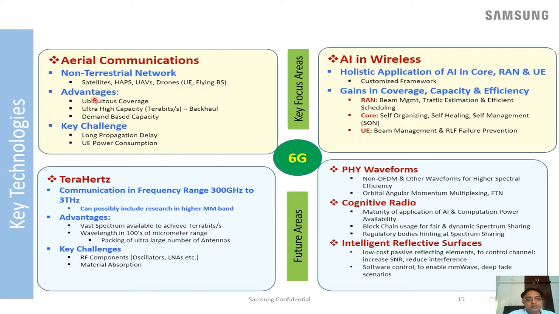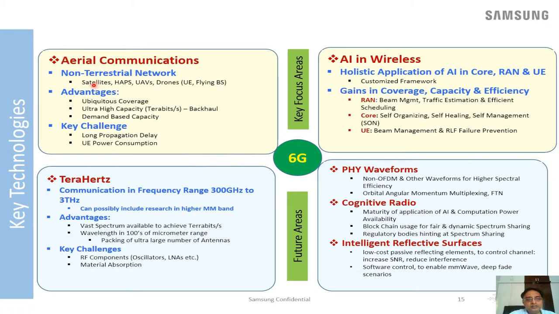And what is the advantage? The advantages are ubiquitous coverage. We have the possibility of ultra high capacity, and the backhaul also becomes wireless and can be demand based. The capacity can be increased. However, there are key challenges. If you talk about satellite, there is long propagation delay, and sometimes to reach a certain distance, there is a power consumption issue at the user end as well. So depending on what the need is and where we have to deploy, one of them can be used, right? So that's another way to look at it. Since we are supporting a heterogeneous network, not everywhere will you need satellite coverage.